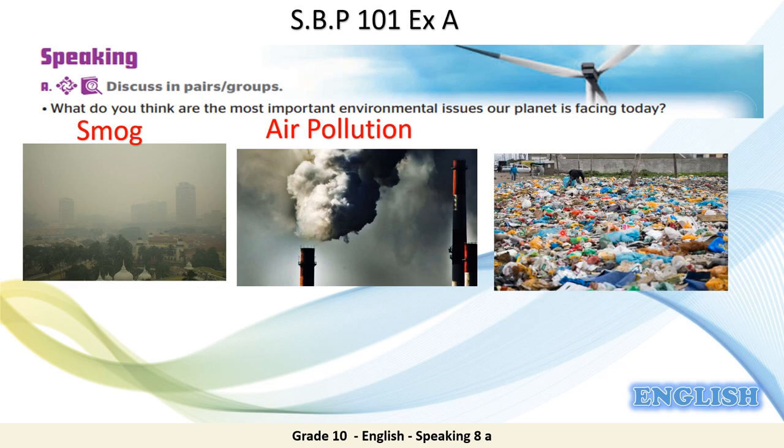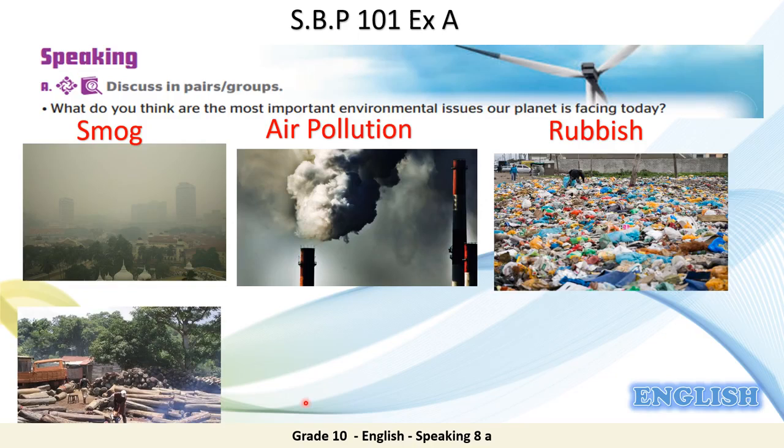Also, we have here this environmental problem, which is rubbish. And rubbish increases due to the increase of population all over the world, which means that people produce a lot of garbage. What does this picture refer to? That's correct. This is deforestation, and it refers to cutting the trees and destroying forests.